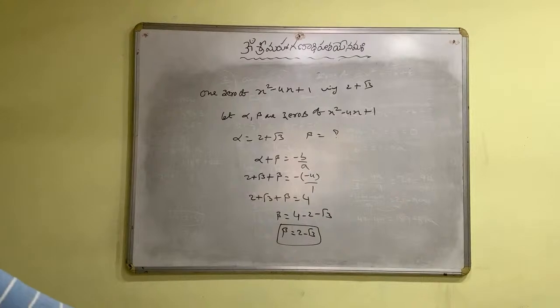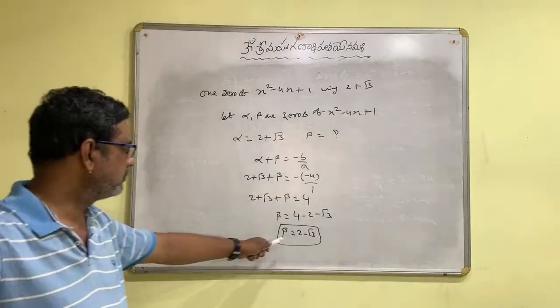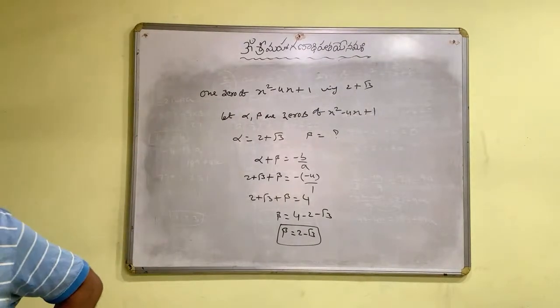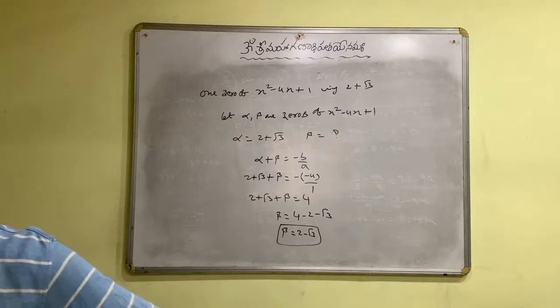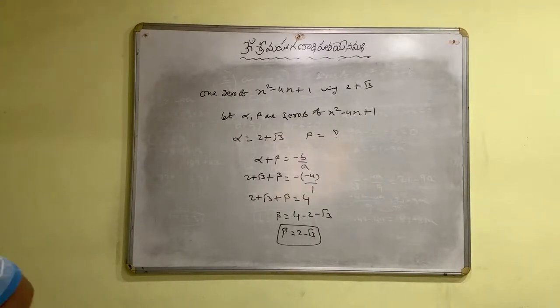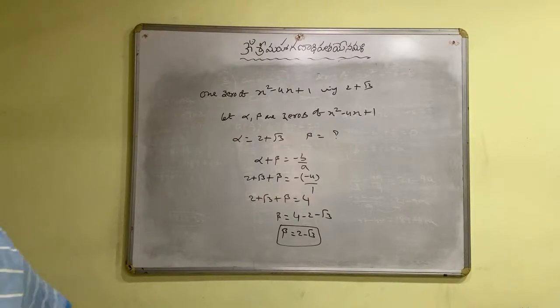So the other zero is 2 minus root 3. One zero is 2 plus root 3, given, so from that we find the other zero, 2 minus root 3. Understood, children? Okay?